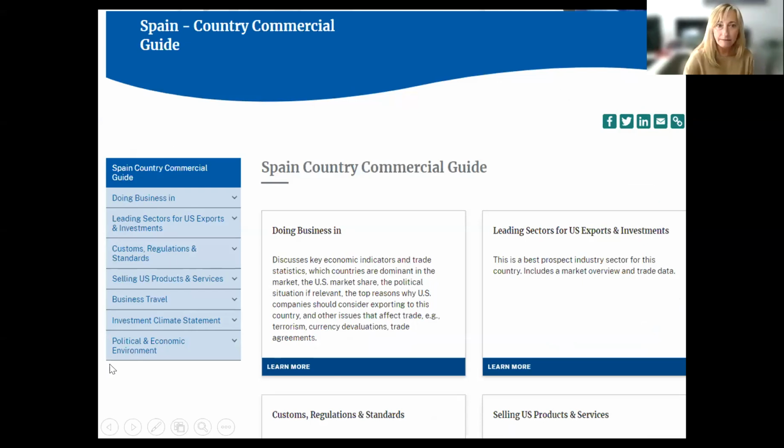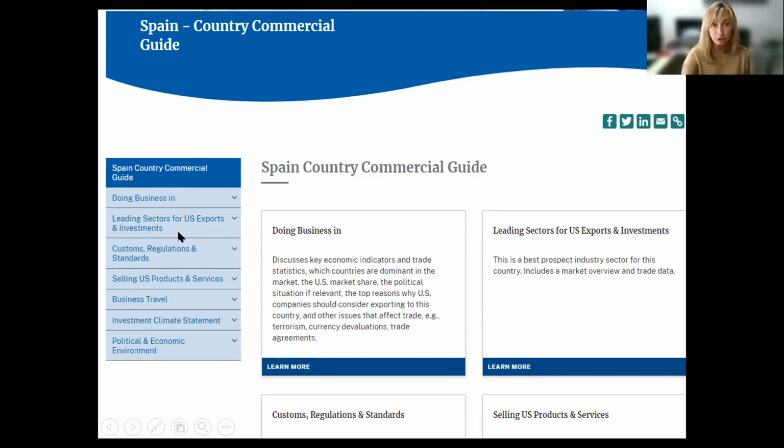On the left-hand side, you have a very nice menu divided between doing business in Spain and other sections, but for me, the most interesting of those is the leading sectors for US exports and investments. What does it mean? It's the sectors that the United States recommends to its companies if they want to export to Spain, the leading sectors.